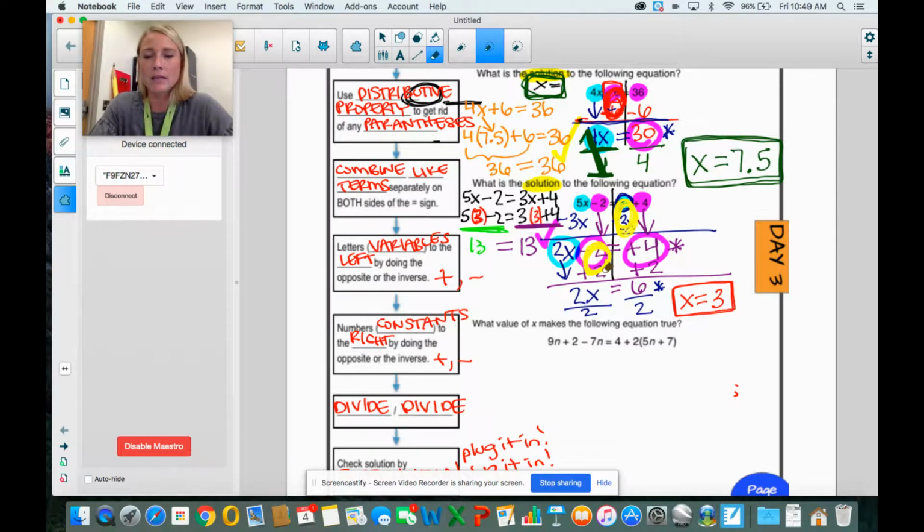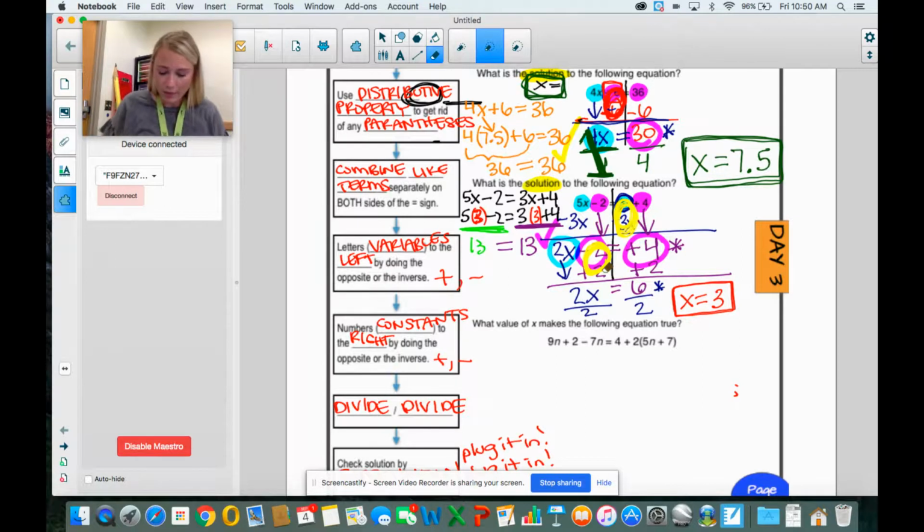So this one says, what value of x makes the following equation true? They're giving us 9n plus 2 minus 7n equals 4 plus 2, parentheses, 5n plus 7. Now, let's go through. Step 1 tells us to distribute. So do I see any parentheses in this? Yes, I do. And it's on the right side.